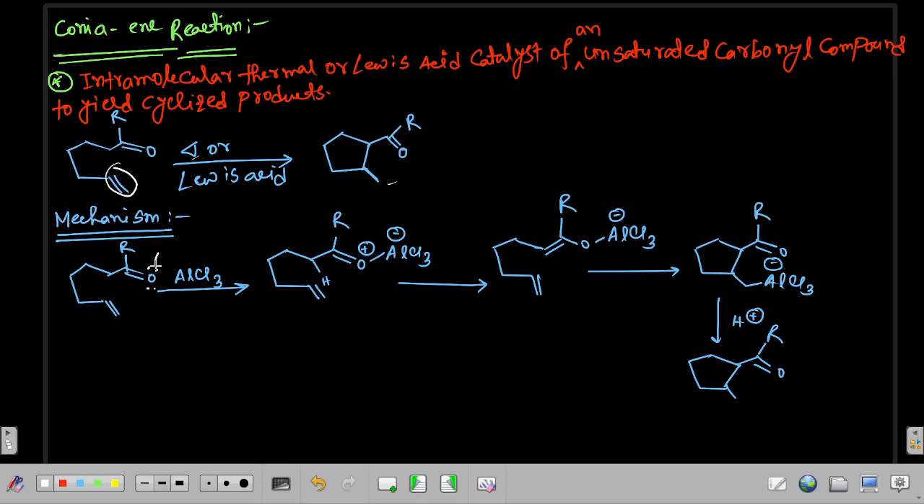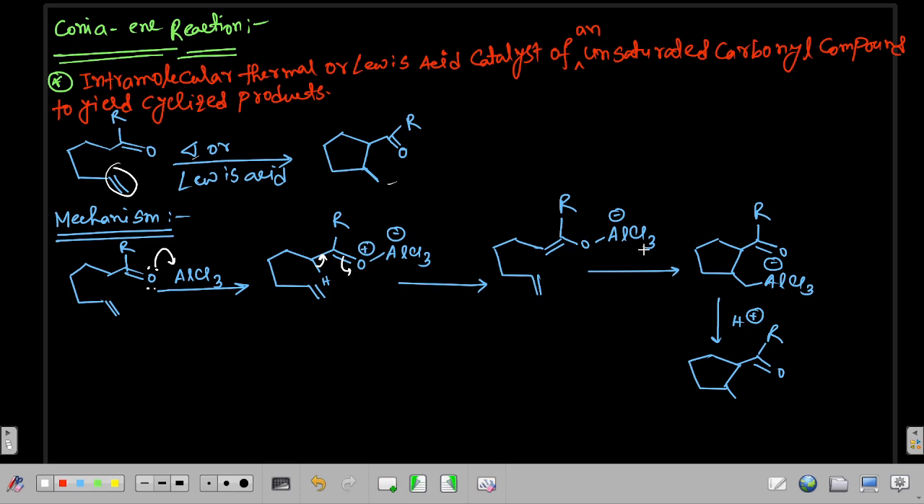This lone pair will attack on the Lewis acid, and it leads to the formation of the O plus and AlCl3 minus. Next step, this hydrogen will undergo isomerization to form this intermediate.